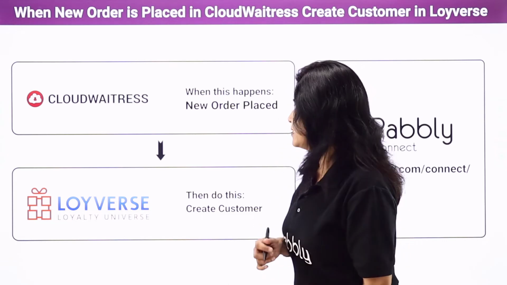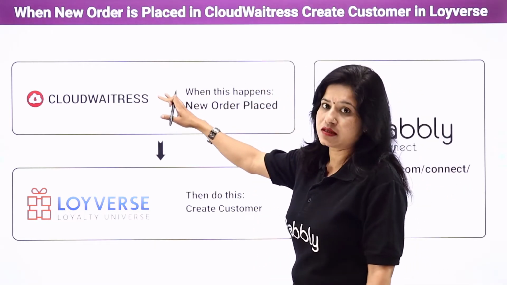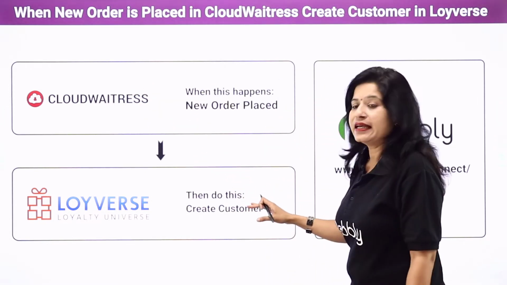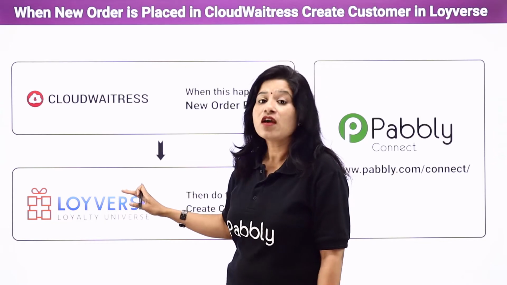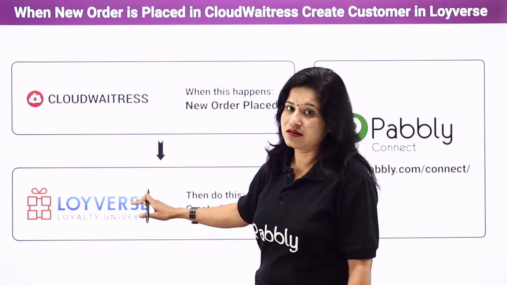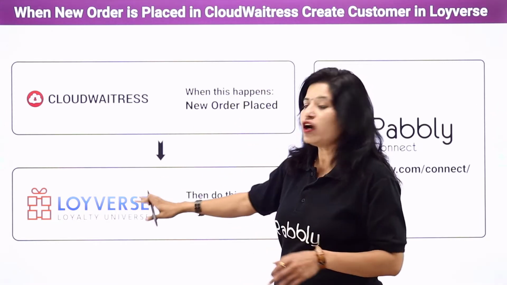So the idea here is that whenever a new order is placed by a customer in your CloudWaitress restaurant account, automatically a customer should get created in your Loyverse account. For this, we need to create a connection between both these software applications so that whenever the order is placed, automatically the customer is added to your Loyverse account.